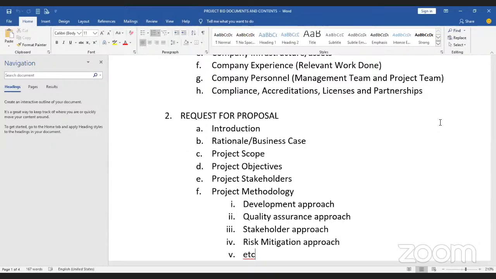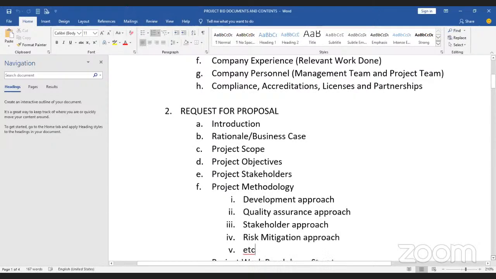Then you have your project objectives. However, you may need to arrange these things properly because I'm seeing now that some of them are not well arranged. The project objectives actually need to come before the project scope in order. So you have your introduction, your rationale, your objectives, your stakeholders, your project methodology, before you now talk about your scope. I think it will be better organized that way.